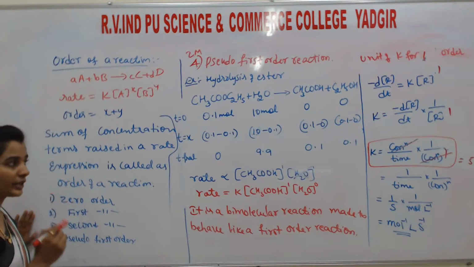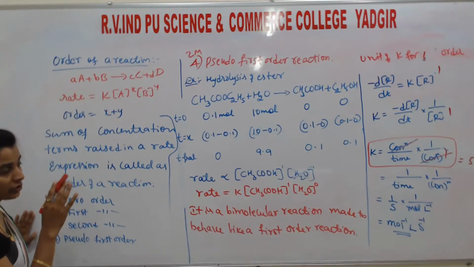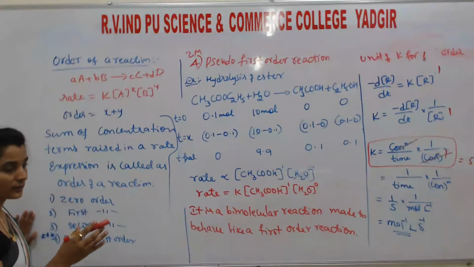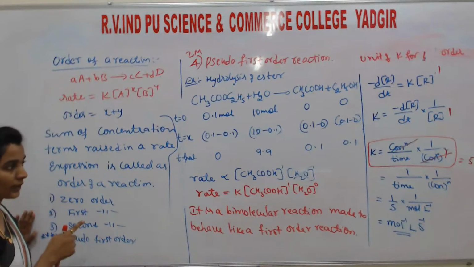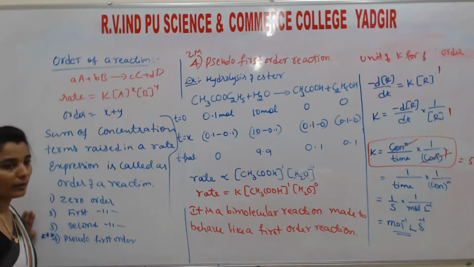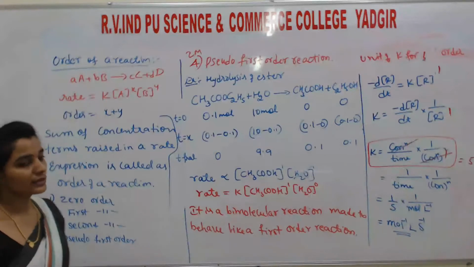In tomorrow's class, I will repeat it again, and I will also write the units of the different orders in a separate table, and I will explain molecularity of the reaction. Another topic is the difference between order and molecularity. Okay? For today's class, this is enough. Thank you.